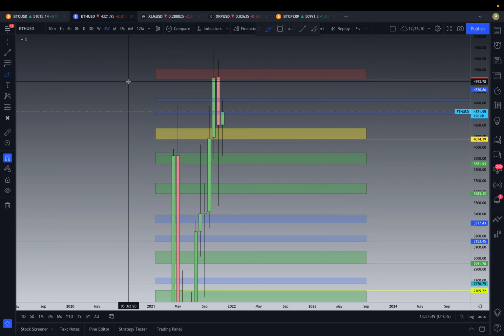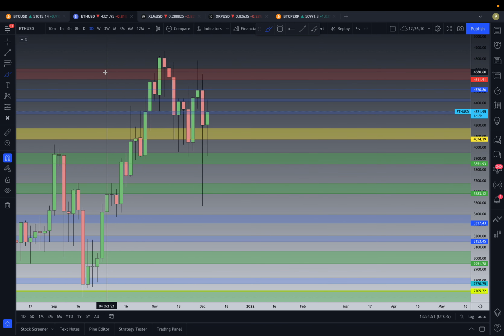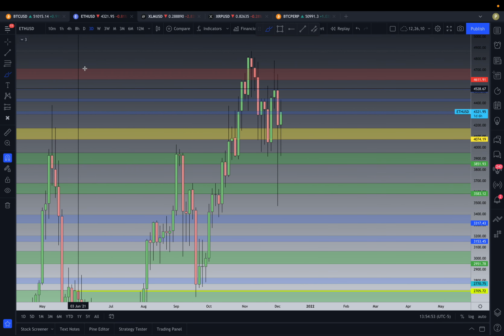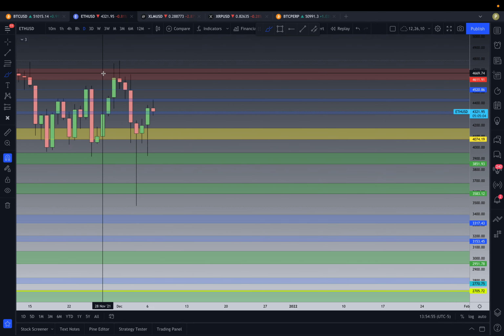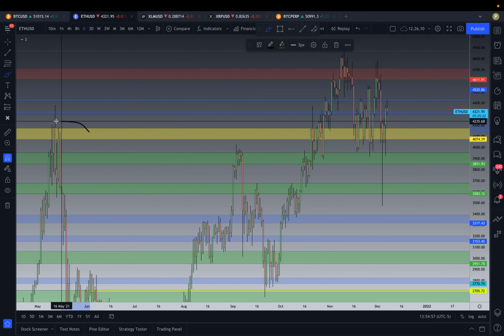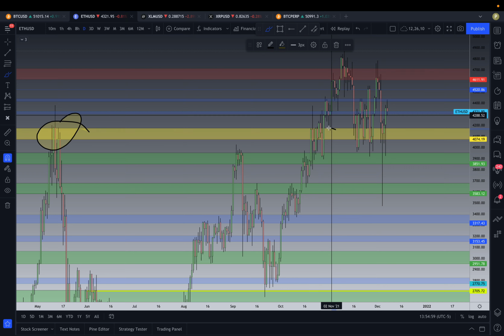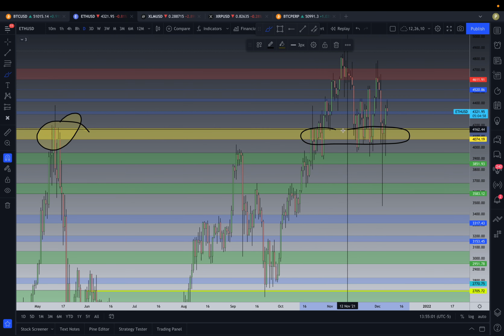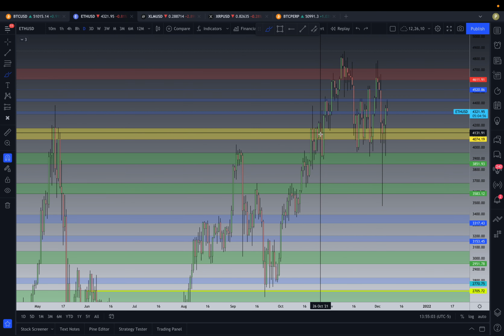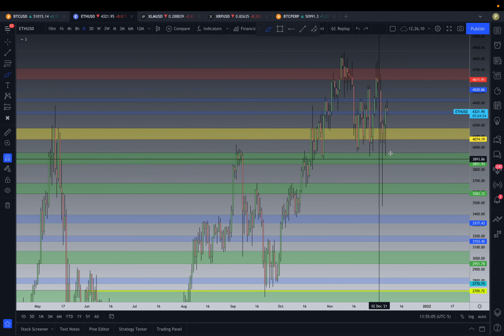And the 3 week, let's see the 3 day. Let's see the daily. So the daily here, again, $4,000 level. Now it's acting as support. Okay, as long as we stay above 4,000, I'm going to remain bullish for Ethereum.